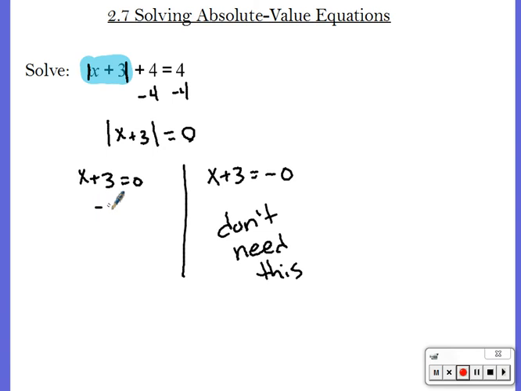So subtract 3 from both sides. So you get x is equal to negative 3. And that's your only answer. In this case, there's only one solution. x is equal to negative 3.